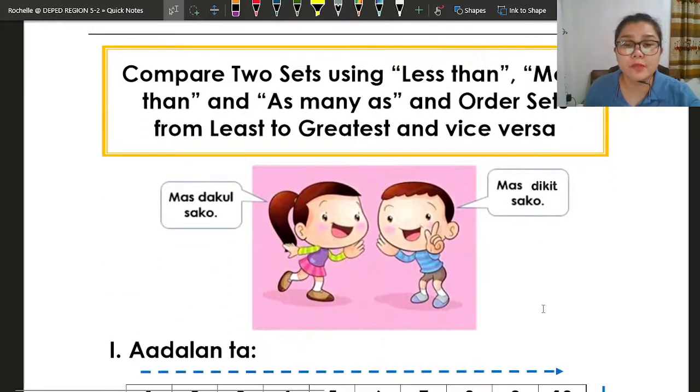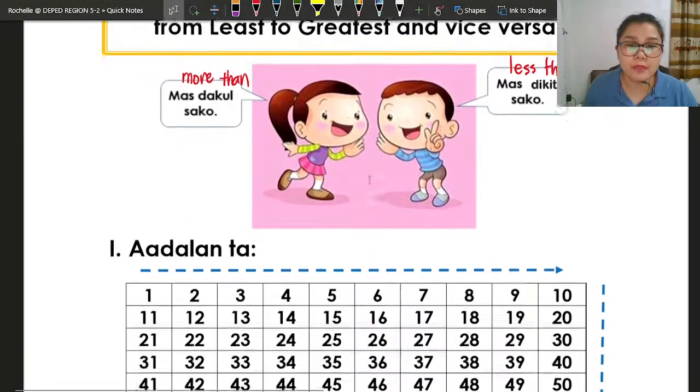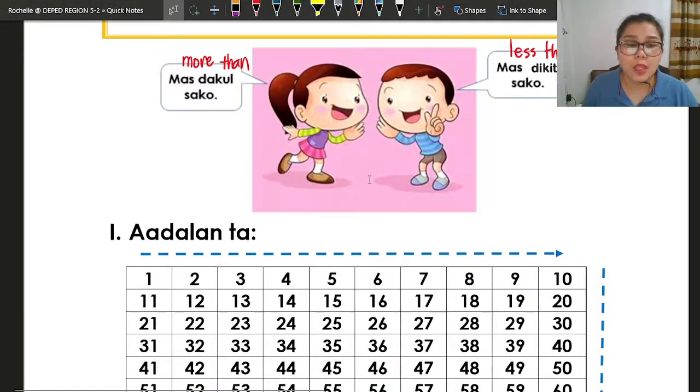Okay, so from the illustration, it says here, mas dakol sako, mas dikit sako. So in English, what is the term we can use for that? Mas dakol, it means more than. I got more than yours. And then mas dikit, it means lesser or less than. So what do they mean?